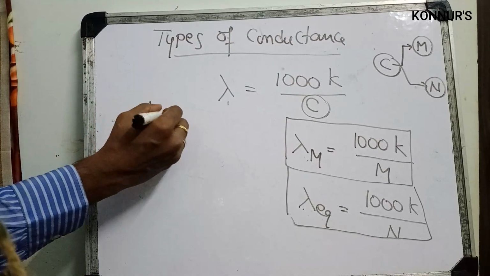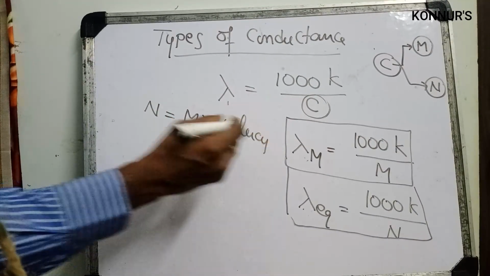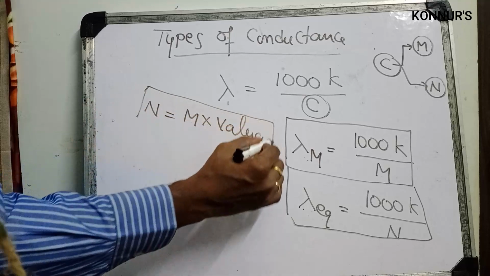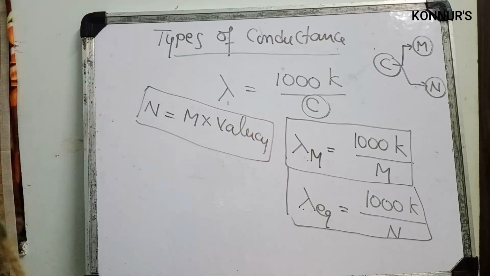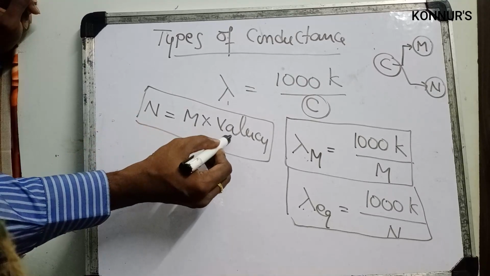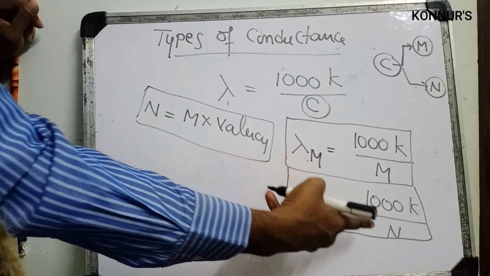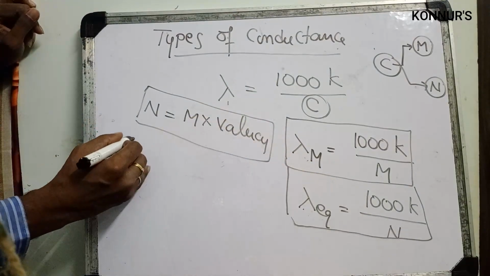Normality equals molarity into valency. This is one formula we already studied in solutions. For easily remembering, NumVa: normality equals molarity into valency. Try to remember it. So instead of normality, you write that.